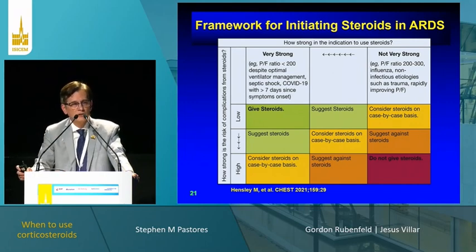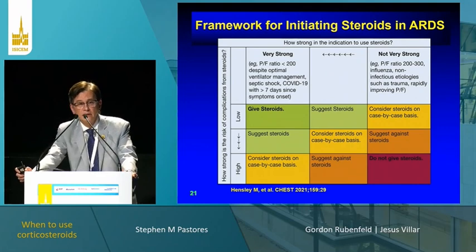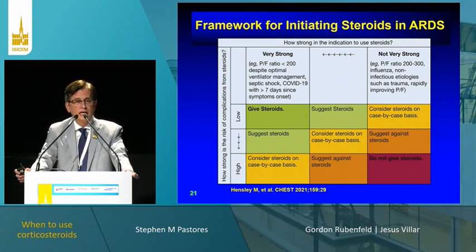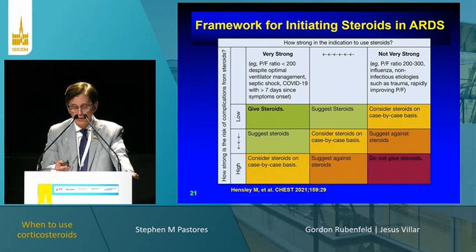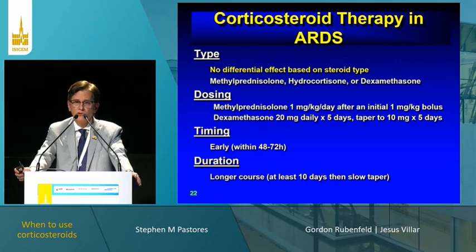And I know there's been a lot of talk about phenotyping and endotyping, and it's true. I think we're going to get there. I think there are some studies showing that certainly there are some phenotypes and genotypes that can be detected that may determine which patients may respond better or not to corticosteroid therapy. So I'm just going to conclude that in terms of type of steroid, there is no differential effect based on steroid type. So whether you use methylpred or dexamethasone is fine.